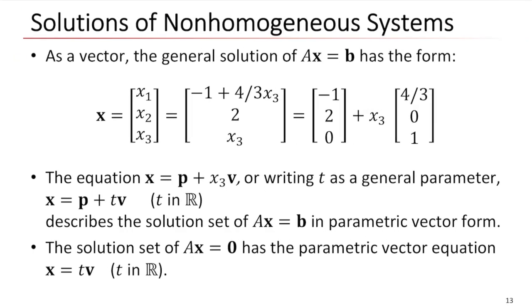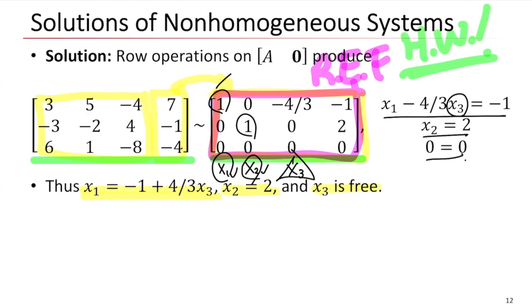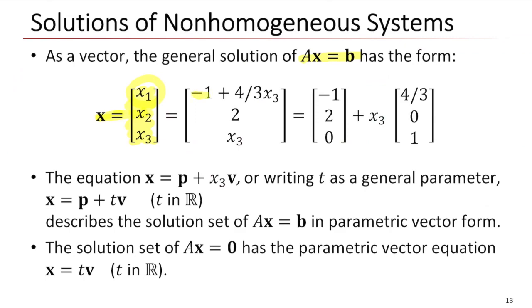Then we can represent the general solution of Ax = b in vector form, like this. Vector x is equal to x1, x2, and x3. What was x1? x1 here, x2 here, right? So the first entry is -1 plus 4/3 x3, and 2, and x3. Then how can I decompose this? This is the only constant, and this is the entries or terms with the x3, right?